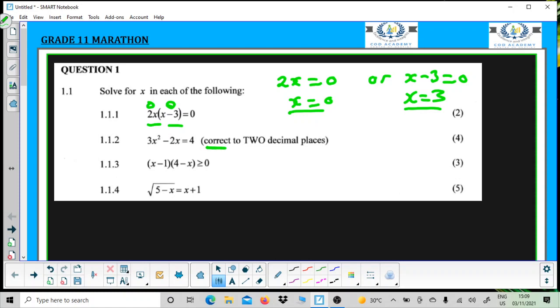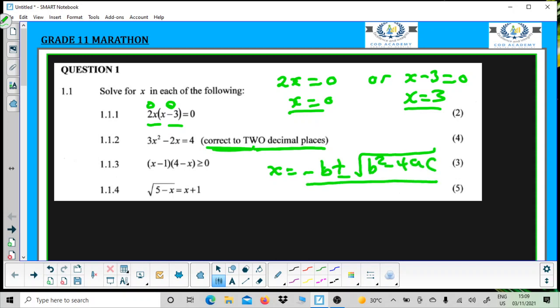And then comes this statement, which gives everything away: correct to 2 decimal places. They're just trying to let you remember that you once did the quadratic formula. Use it now. Your quadratic formula is simple: x equals minus b plus or minus the square root of b squared minus 4ac, over 2a. This is our quadratic formula. First of all, however, you need to have your equation in standard form so that you can get all your marks.